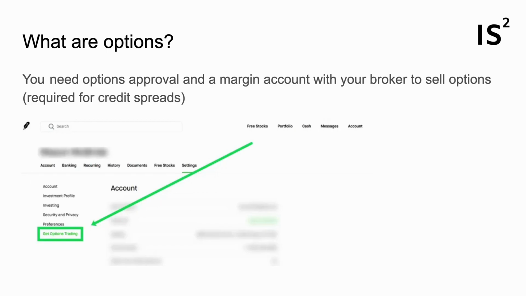In order to trade options, specifically credit spreads, which is what we're talking about in today's masterclass, you need to have options approval on your account, and you also need to have a margin account with your broker to sell options. We're going to be selling options for credit spreads. You can do that in any broker: TD Ameritrade, Fidelity, E-Trade, Robinhood. You simply go into the settings and click on options trading. They typically require you to take a risk assessment quiz, and then they approve you. It shouldn't be too hard.